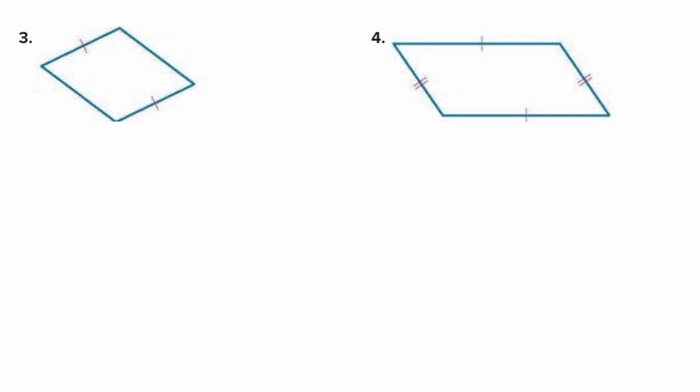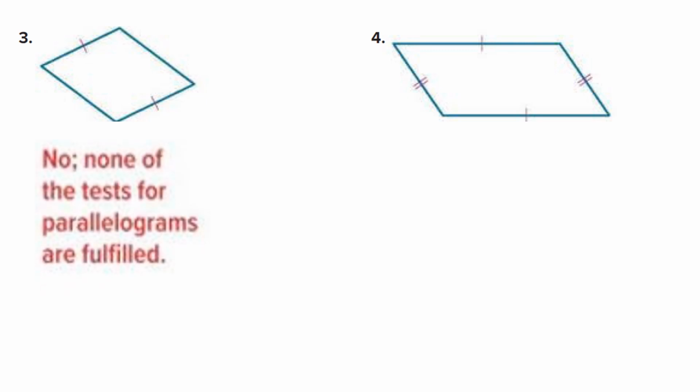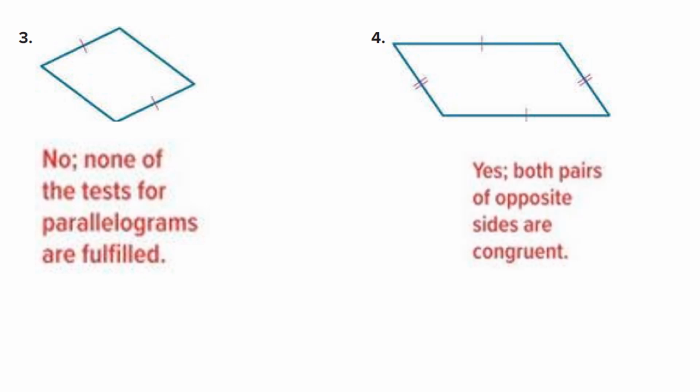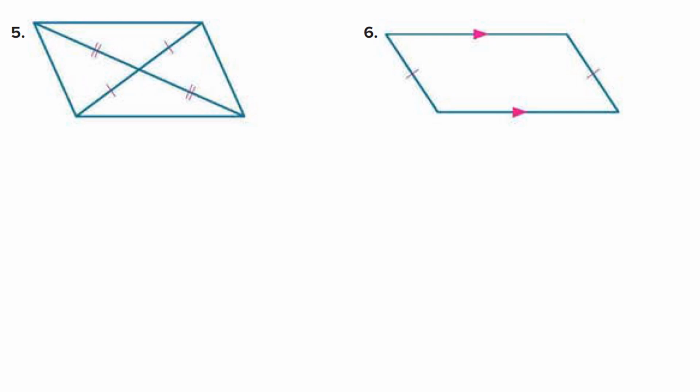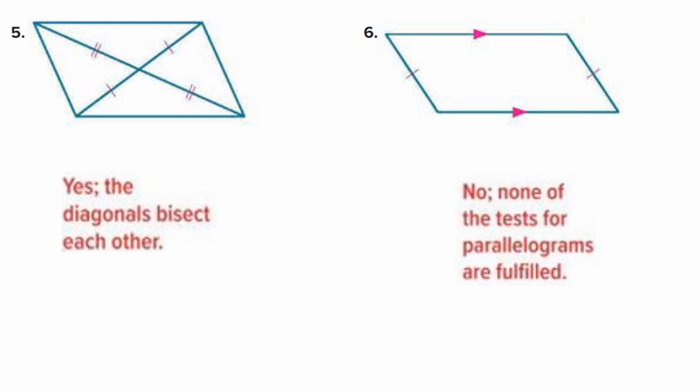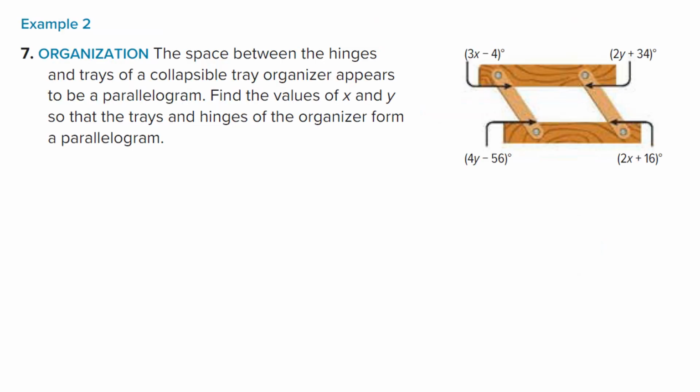Look at question 3 and question 4. In question 3, one pair of opposite angles is equal. So it is not a parallelogram because the condition is not true. In question 4, both the pairs of opposite sides are equal. So they are parallelogram. Look at question 5. The diagonals bisect each other. So yes, it is going to be a parallelogram. Look at the next one. One pair is parallel, one pair is equal. So no, it is not a parallelogram because none of the condition is true.